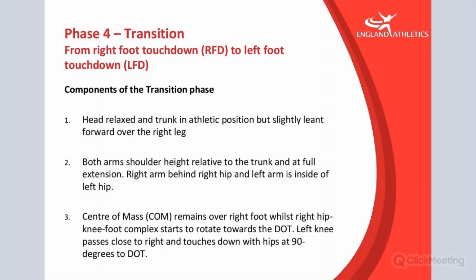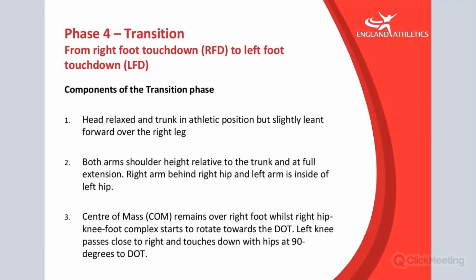The three components we look for are: the head is relaxed and the trunk is in an athletic position, but slightly leant forward over the right leg. So where you landed from in that last video, if you looked at where the athlete landed, over the right leg, trunk slightly flexed forward over the right leg, then that's a good position to be in. Both arms shoulder height relative to the trunk and at full extension. Again, right arm or right hand behind right hip and left arm inside of left hip.